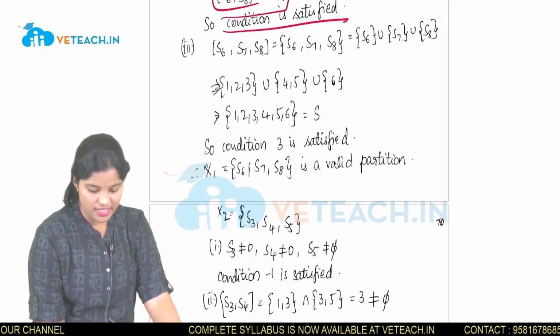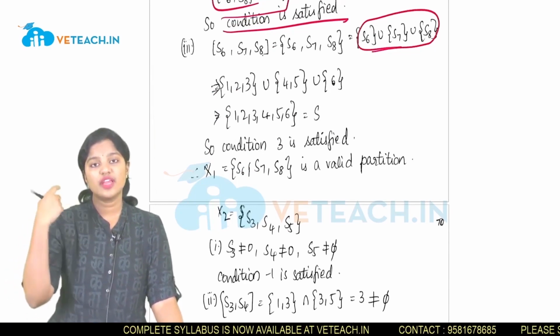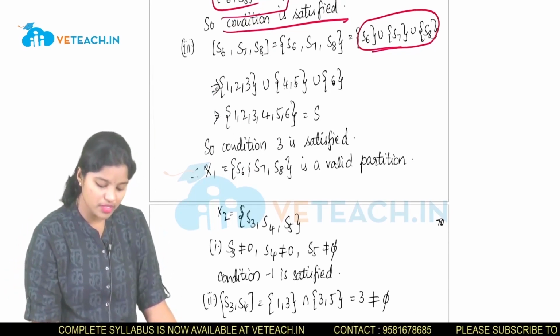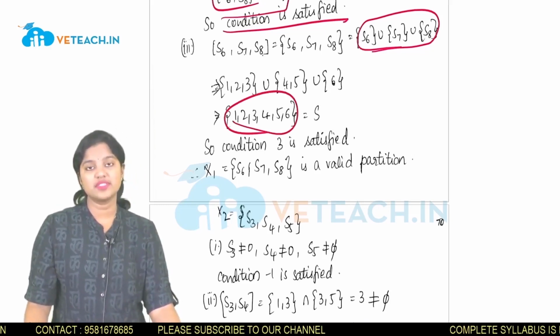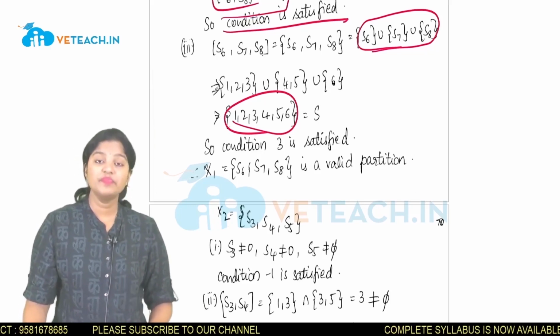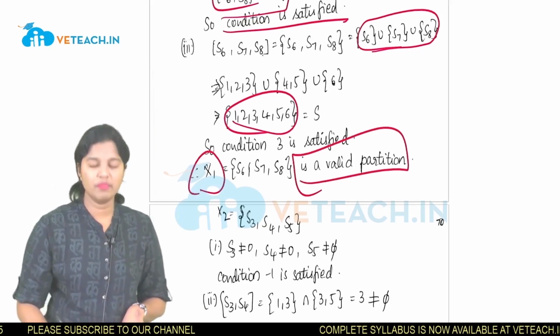Next, condition number 3. If we write the union of S6, S7, S8, what should we get? We should get the main set S. So the union is 1, 2, 3, 4, 5 and 6, which is equal to the given set S, the basic set. All the elements are contained. So all three conditions are satisfied here, and X1 is a valid partition.